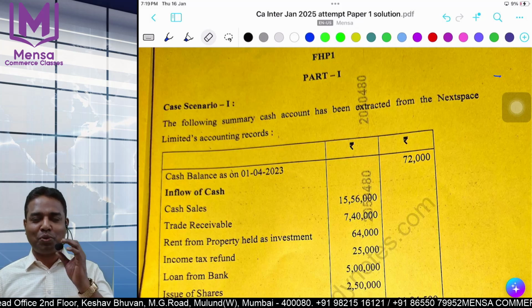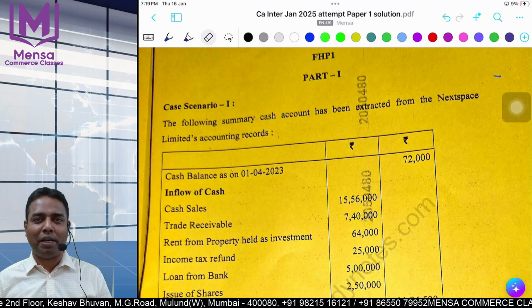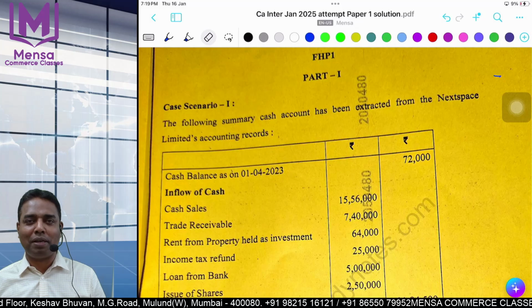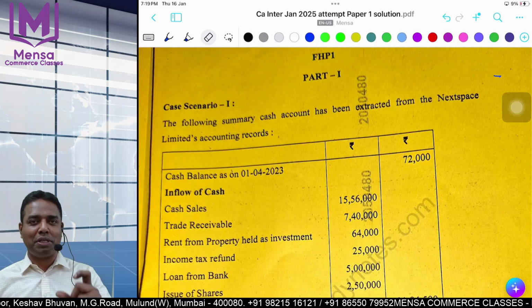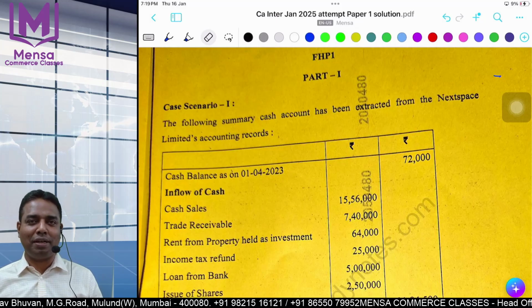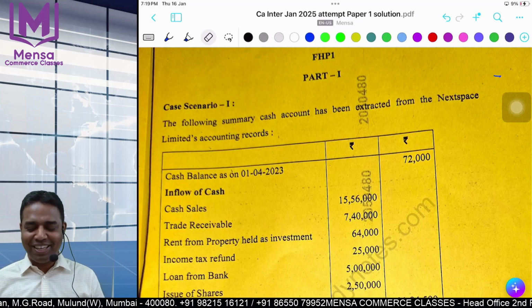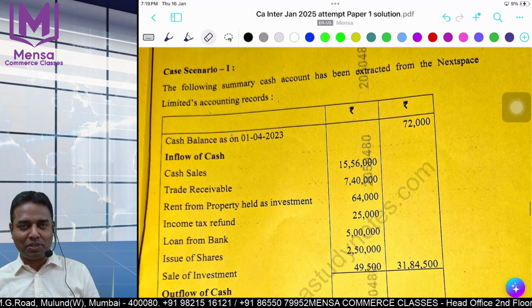Attention CA Inter students, we are discussing CA Inter Jan 2025 Paper 1 Advanced Accounts MCQ portion solution. It's purely for educational and academic purpose. There may be a difference of opinion. Okay, so let's start with the discussion.